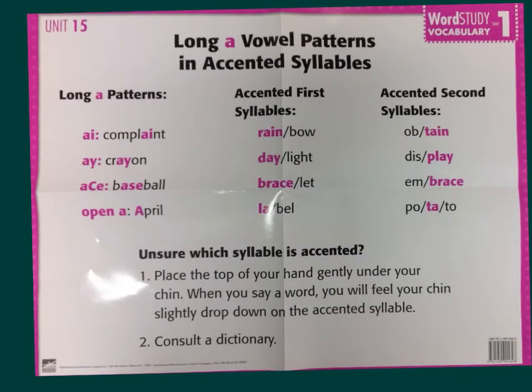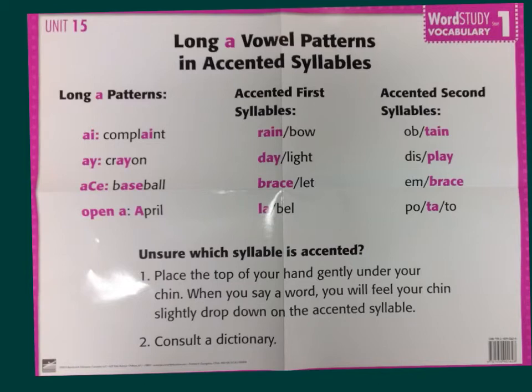Let's refer to our Unit 15 poster. Long A vowel patterns in accented syllables. Let's read through the long A patterns that are spelled AI, like complaint, AY, like crayon, with an A consonant silent E, like in baseball, and an open A, like the word April. Notice that the accented syllable is with the long A digraph.